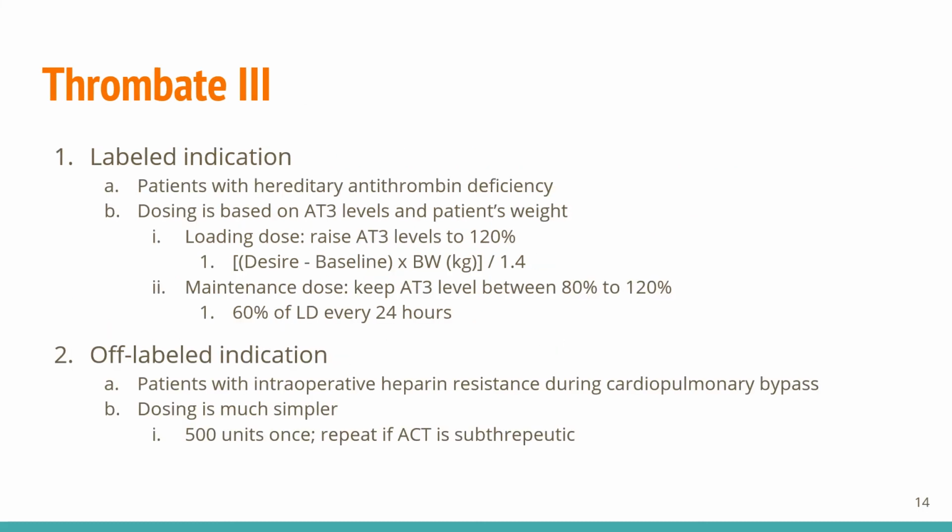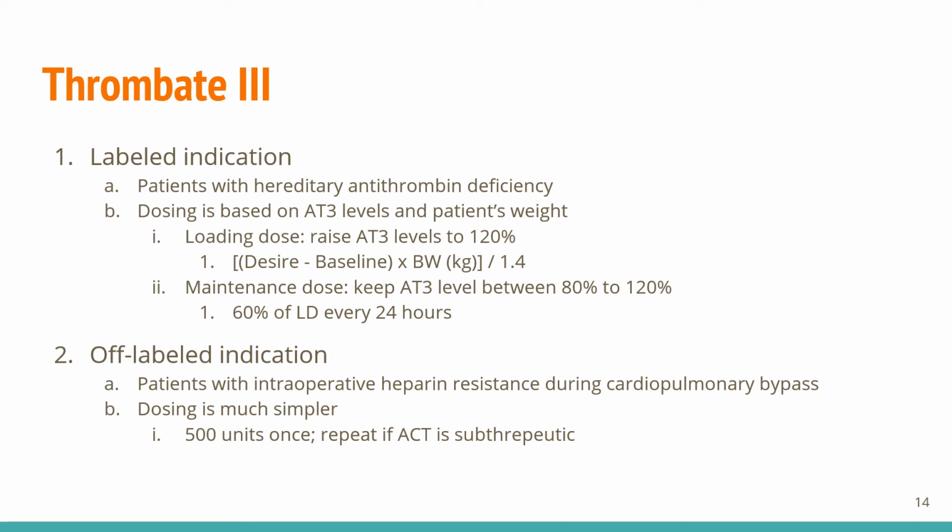On this slide I have Thrombate 3 or recombinant antithrombin. For label indication, it is used in patients with hereditary antithrombin deficiency. The dose is based on the patient AT3 level and the patient weight, where we load the patient up to raise the level to be at least 120. Then the dose will be maintained and the AT3 level will keep between 80 to 120.